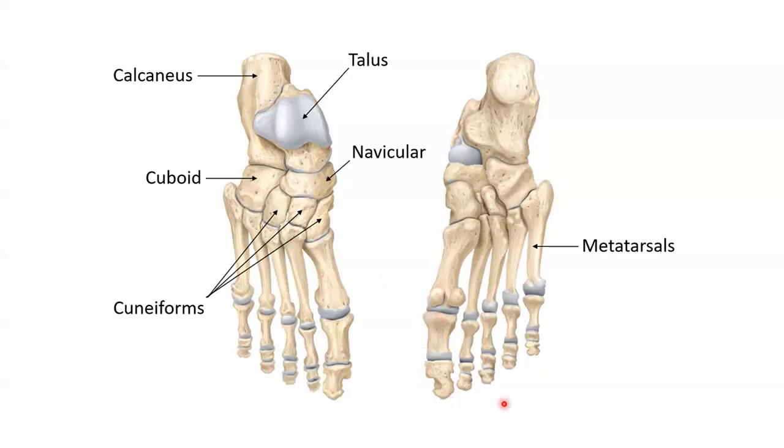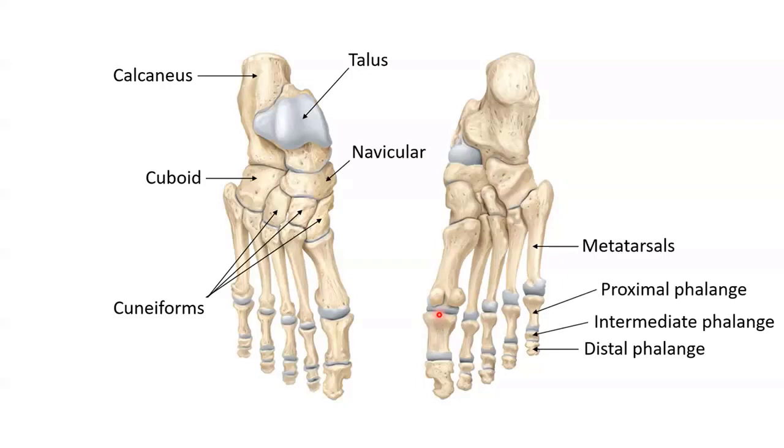And then our phalanges are similar to the phalanges of the hands, or our fingers. So toes 2 to 5 have a distal, an intermediate, and a proximal phalange. Our big toe only has a distal and a proximal phalange.